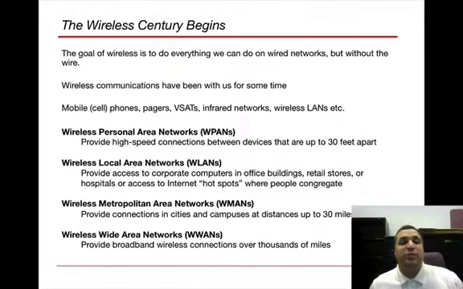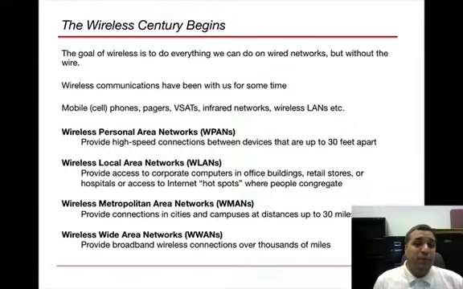The wireless century begins with wireless communications such as these personal area networks, which is 30 feet apart. You might know this as Bluetooth. Bluetooth is about, I think, 10 to 15 feet officially, but I think it goes up to 30 feet according to the specification. We want to be able to communicate with each other or with two devices.